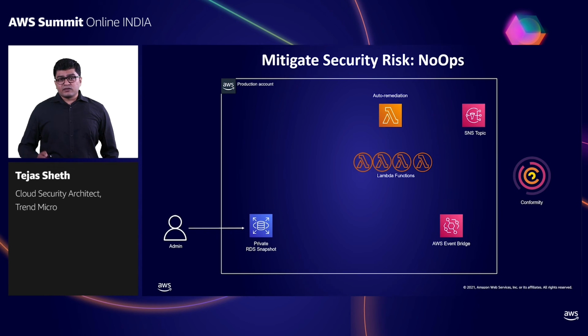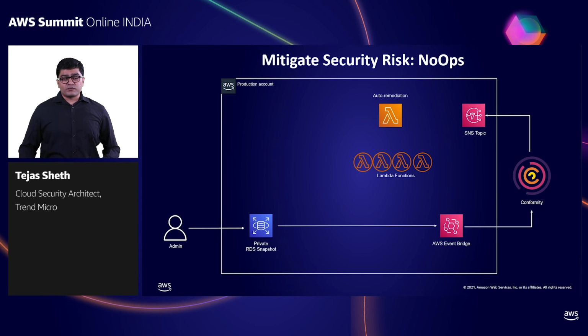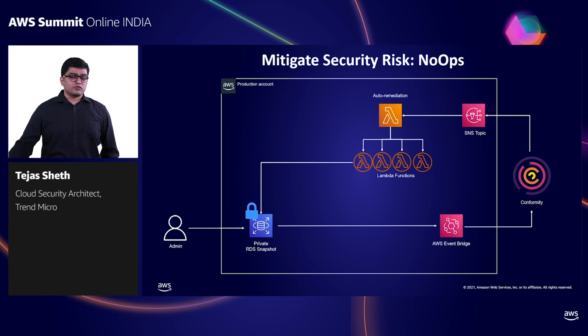Immediately an event will be triggered by AWS EventBridge and it will send the data to Trend Micro Conformity. Conformity will send it to the SNS topic and the SNS topic will trigger the Lambda function where we have written security as code. Now this code is a business logic which will define whether this snapshot has to remain public or private, right? So the moment it becomes public, automatically it will trigger this event and make this snapshot private again.